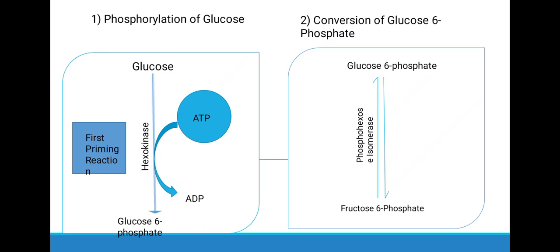Second step of glycolysis, conversion of glucose 6-phosphate. In this step, glucose 6-phosphate is reversibly converted into fructose 6-phosphate with the help of the enzyme phosphohexose isomerase. It is a reversible reaction, and here we can also say that glucose 6-phosphate is isomerized into fructose 6-phosphate.